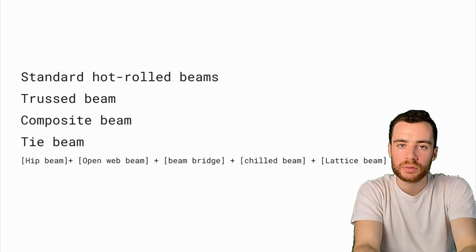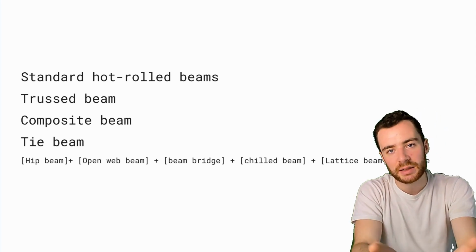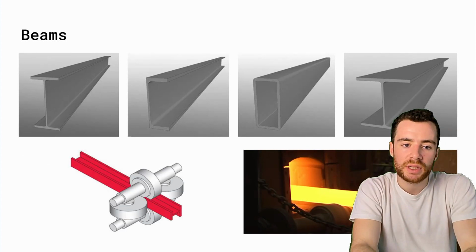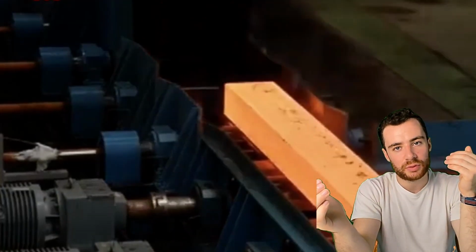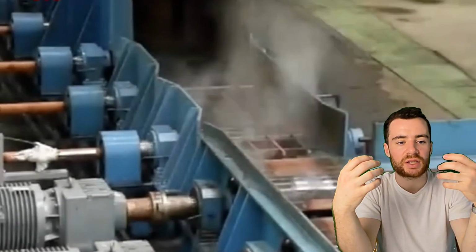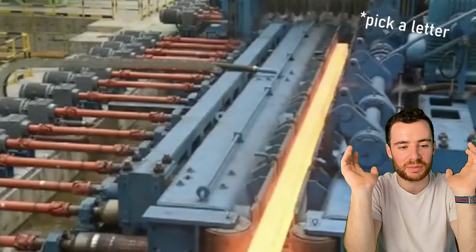We'll be looking at 4 typical types of beam: standard hot roll beams, truss beams, composite beams, and tie beams. Hot roll steel is commonly used to construct steel beams for construction projects. They are typically created by passing steel through large rollers, which deform it into the shape that's wanted, such as H or I-section beams and so on.